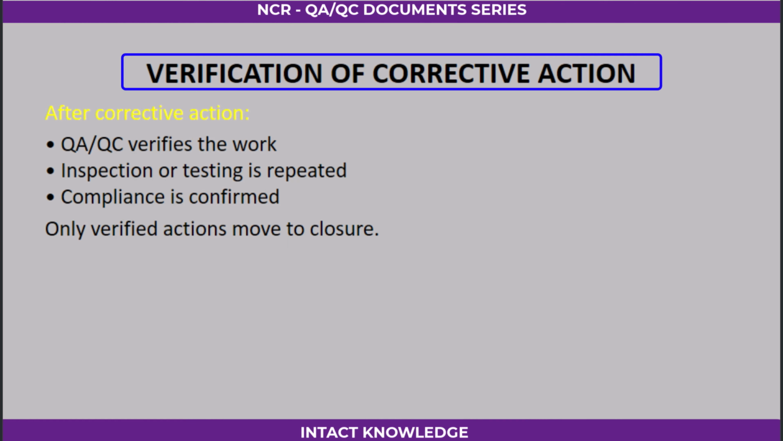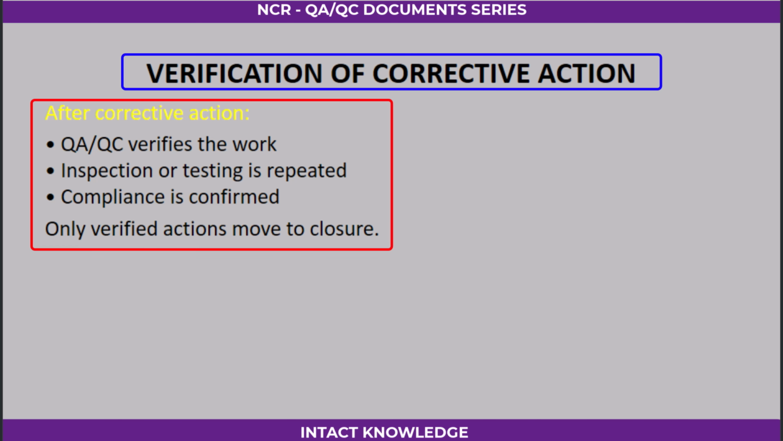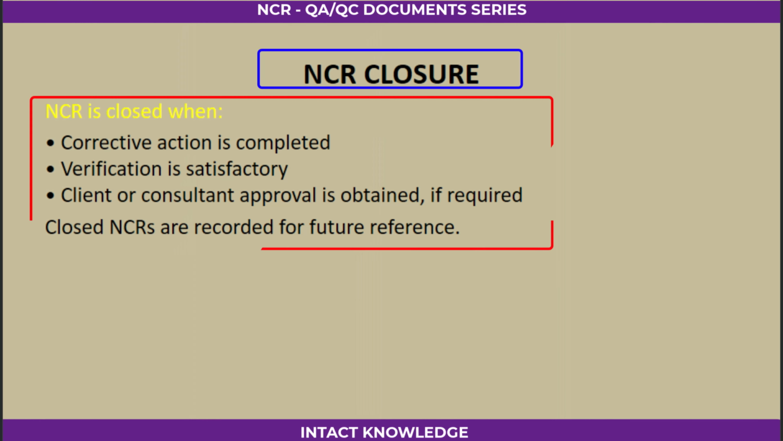Verification of corrective action. After corrective action, QA/QC verifies the work, inspection or testing is repeated, and compliance is confirmed. Only verified actions move to closure. NCR closure. An NCR is closed when corrective action is completed, verification is satisfactory, and client or consultant approval is obtained if required. Closed NCRs are recorded for future reference.